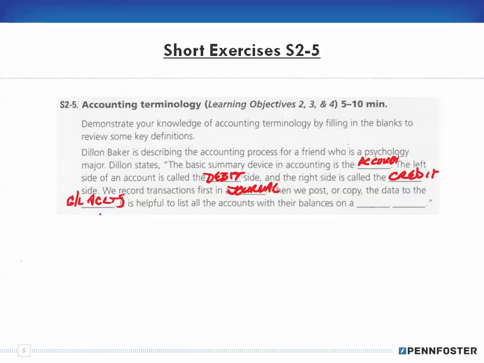The solutions show T accounts. I don't like the idea of a T account because the T account is a tool. So even though that's an answer in the book, I would have a tendency not to include that as part of the answer. It is helpful to list all of the accounts and their balances on a trial balance.